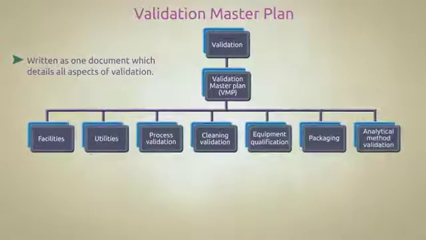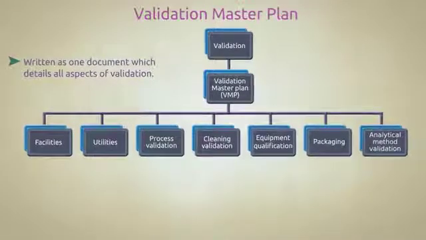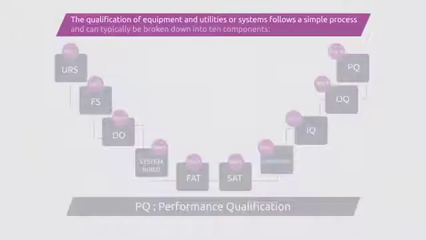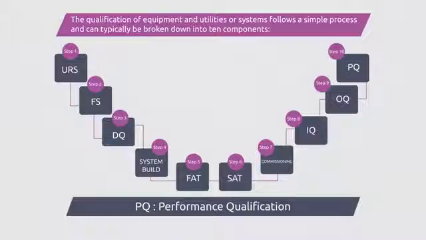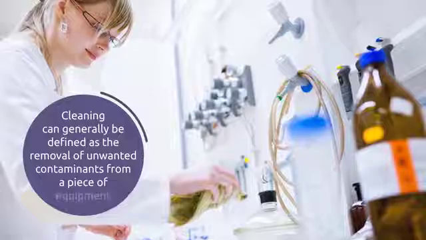The Validation Master Plan can be written as one document, which details all aspects of validation. The current guidance divides it. It's a more holistic approach. It's a risk-based approach, and the validation starts in stage 1, which is research and development. The qualification of equipment and utilities or systems follows a simple process and can typically be broken down into 10 components. Cleaning can generally be defined as the removal of unwanted contaminants from a piece of equipment.